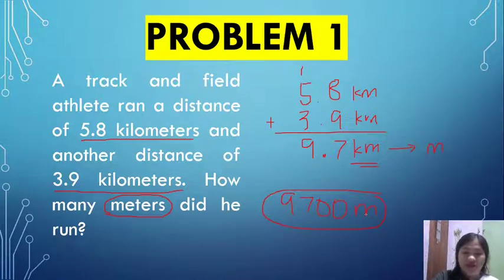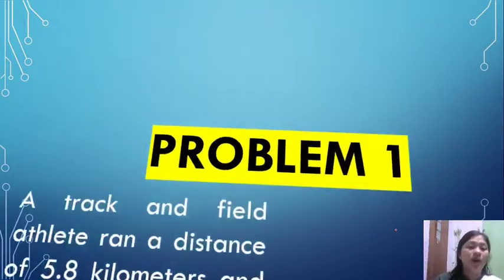9,700 meters. Okay? So this is step number 1 and this is step number 2. So in-add muna natin, then we convert. Hindi natin pwedeng sabihin na 9.7 kilometers ang final answer because the question is how many meters did he run? So yun lang, ganyan lang po. Basic problem lang din. Nag-aano lang tayo ng conversion in the end. Okay, another problem.